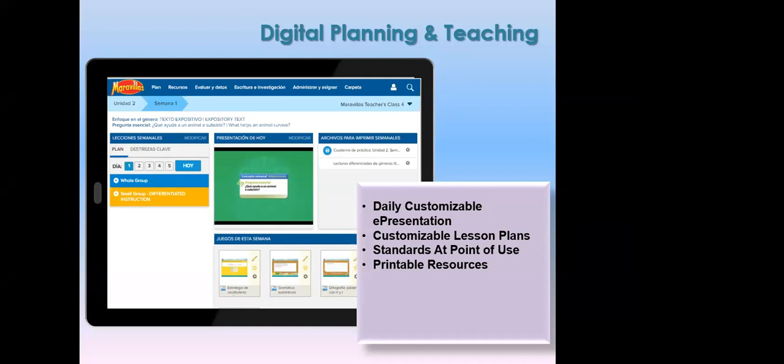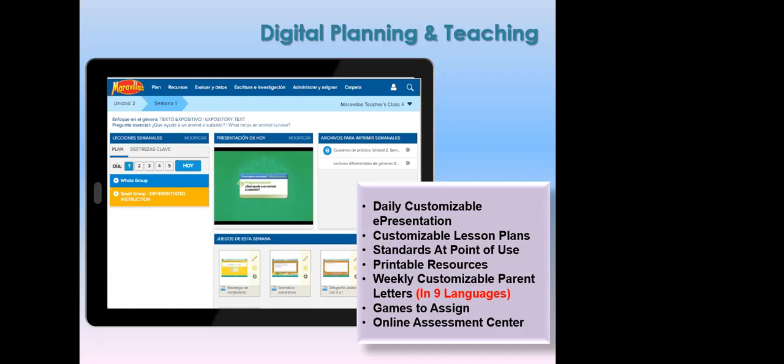That means your turn, practice book. We've already pulled out the pages that correlate to that week's or that genre's worth of instruction. Weekly customizable parent letters, as well as games to assign and your online assessment center. So all of your assessments have been digitized in order to facilitate students taking those assessments digitally.